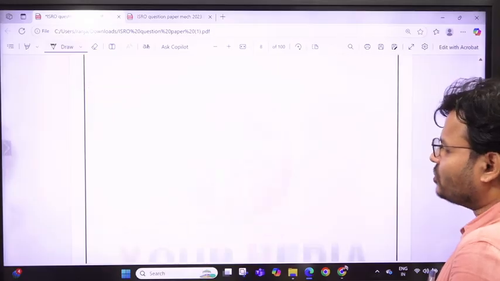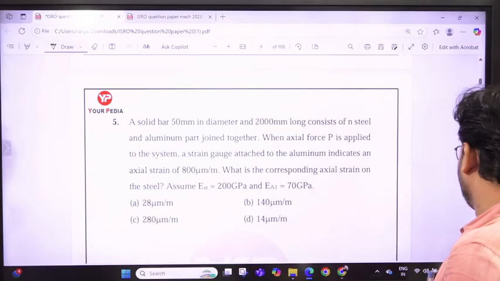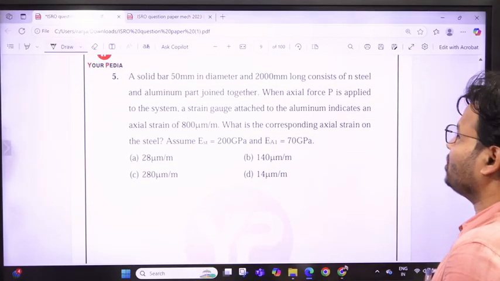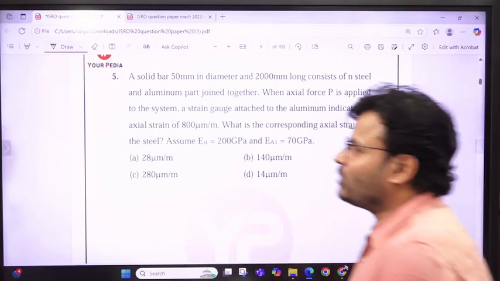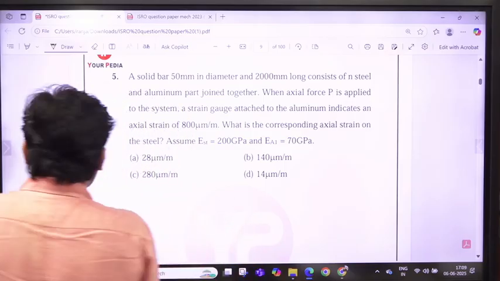Now coming to the next question, that was a theoretical question, an easy question it was. That is the good question, my dear friends, and we can solve that question. That question has been taken from strength of materials, and you can do that.